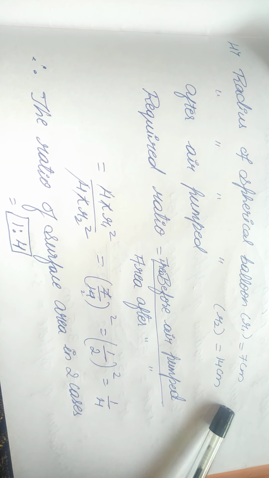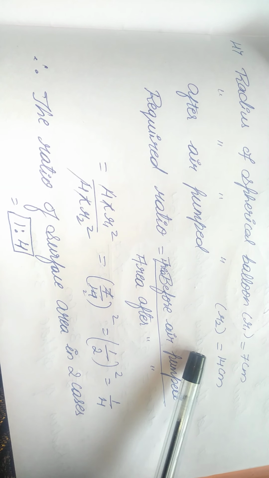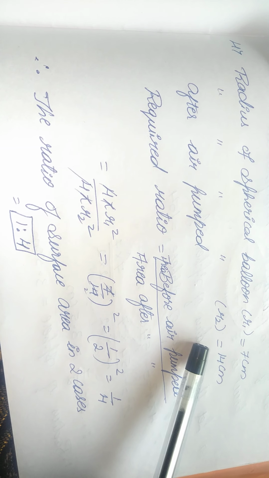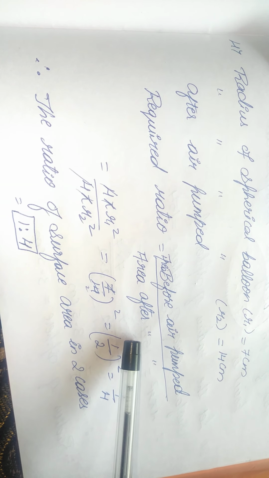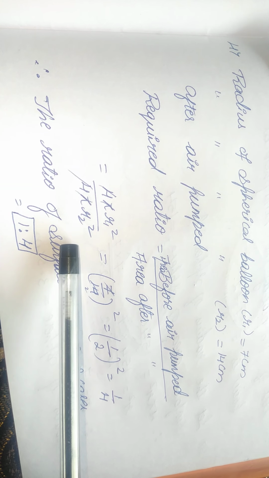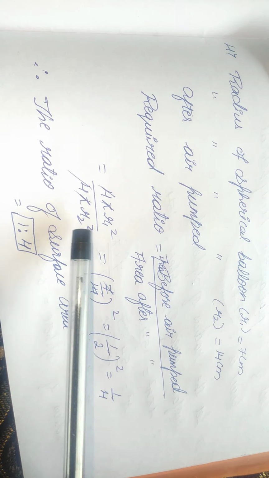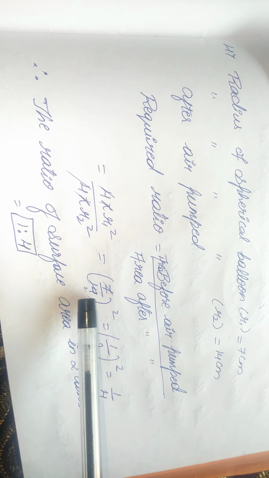Initially, when the air is blown, the radius is 7 centimeters. I have taken it as R1. After the air is blown into the balloon, I have taken it as R2, 14 centimeters. So the required ratio of the area before the air is pumped and after the air is pumped is 4 pi R1 square by 4 pi R2 square. 4 pi in the numerator and denominator gets cancelled. Remaining is 7 by 14 whole square.